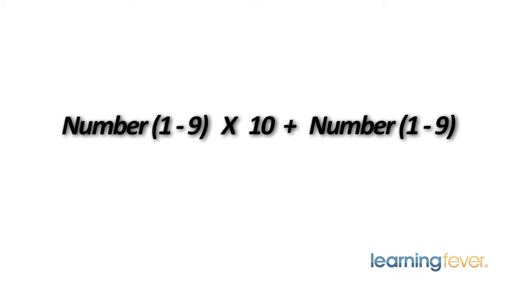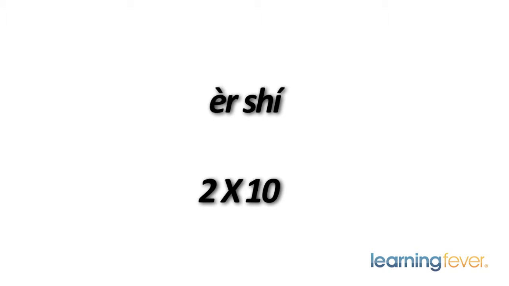The second formula is number multiplied by 10 plus number, which is to be used for numbers between 20 and 99. For example, we say 22. Please repeat after me. 22.